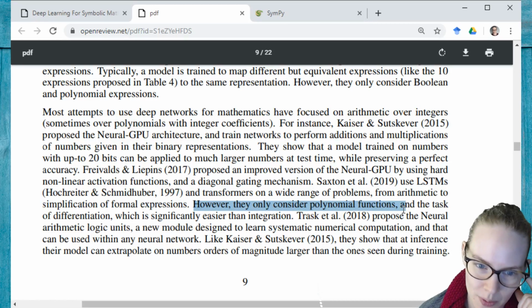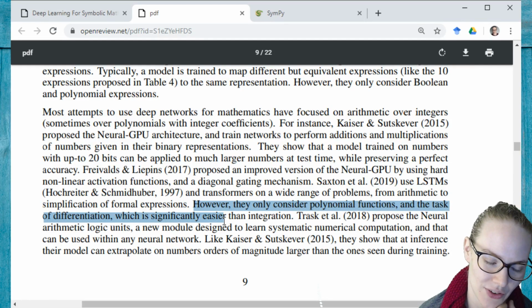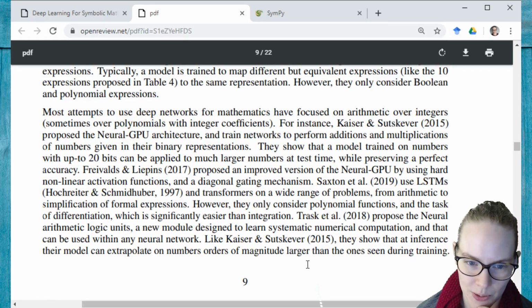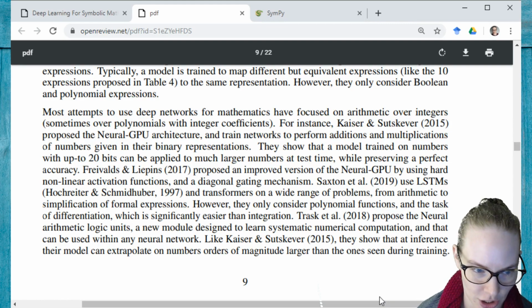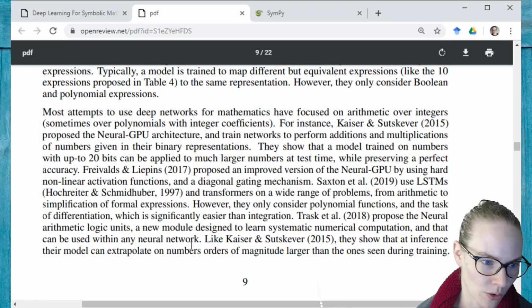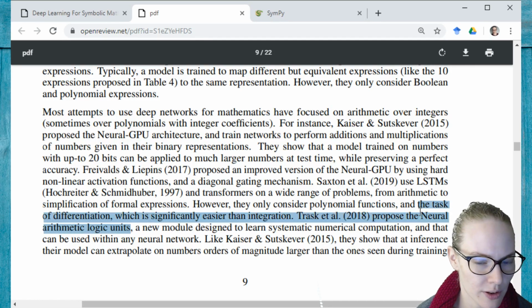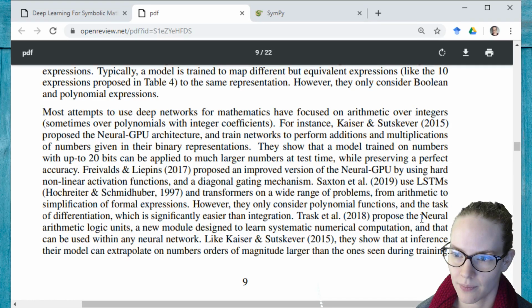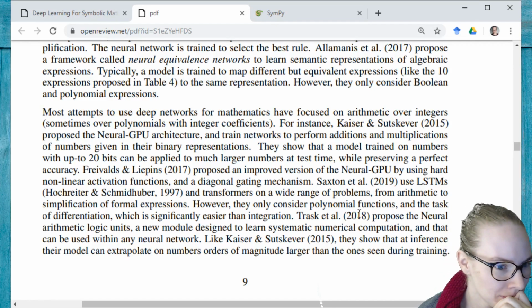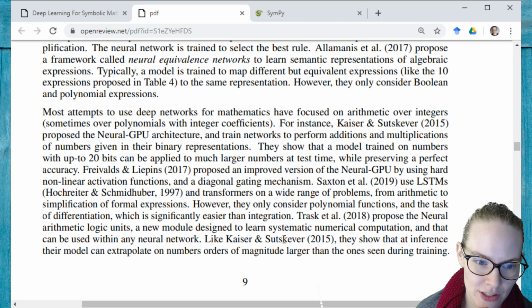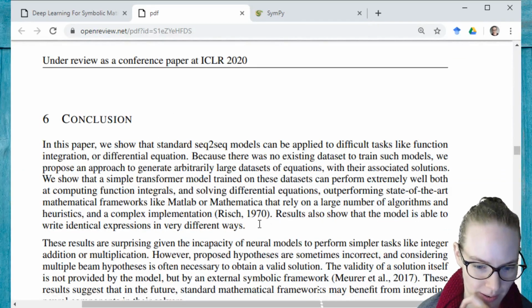However, they only consider polynomial functions and the task of differentiation, which is significantly easier than integration. Trask et al. 2019 propose the neural arithmetic logic units, a new module designed to learn systematic numerical computation, and that can be used within any neural network. I wonder if this is like a forget gate in an LSTM, maybe? Like Kaiser and Sutskever, they show that at inference, their model can extrapolate on numbers orders of magnitude larger than the ones seen during training.